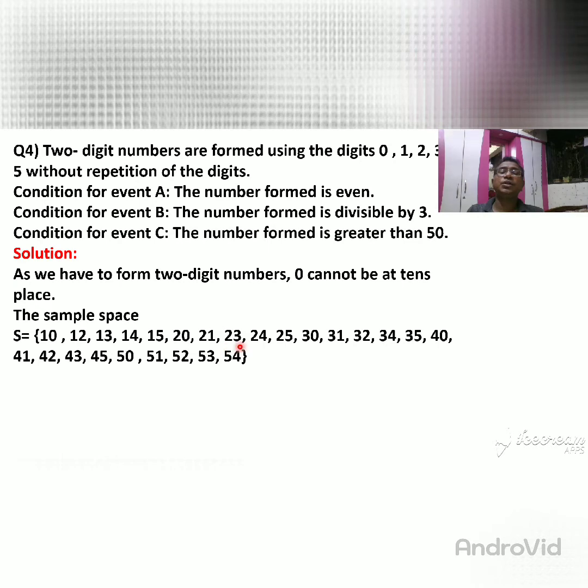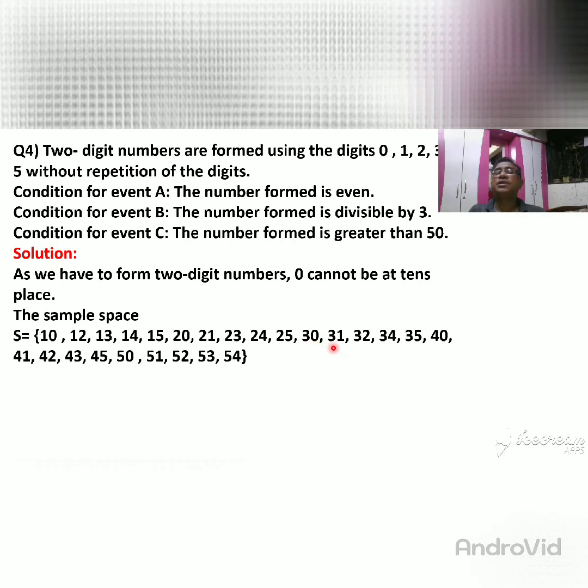So here I write 23. Then after 3 there is the 4, so 24. After 4 there is the 5, so 25. After 5 the numbers are completed. Then we can go ahead. After 2, which number is there? After 2 there is the number 3. That 3 can make a pair with 0, then with 1, then with 2, then 4 and 5. So I am making pairs of 3 with 0: 3 and 0, 30.